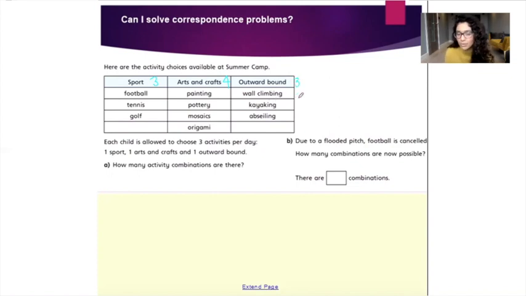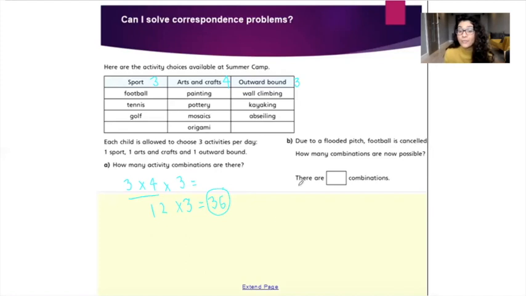That's 3 available altogether. So to work out how many activity combinations there are, you multiply those numbers together. So you do 3 times 4 times 3. And what does that equal? Let's do 3 times 4 first. 3 times 4 would be 12, and then you do times 3. So remember, your 12 times tables or your 3 times tables would come in handy for this calculation. What's 12 times 3? 36. So the activity combinations that would be available are 36.